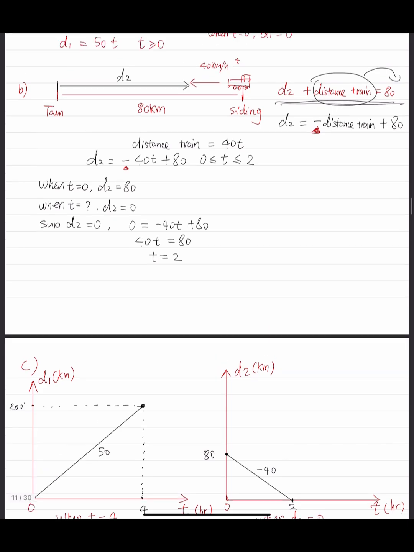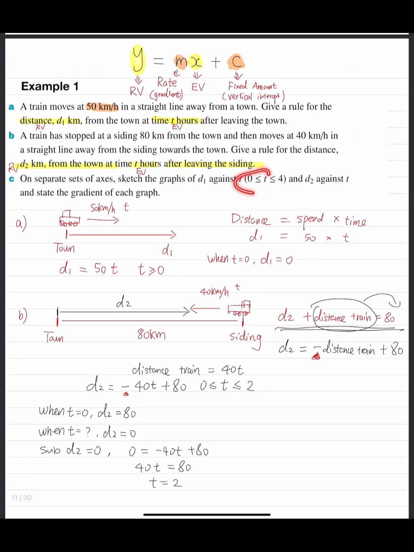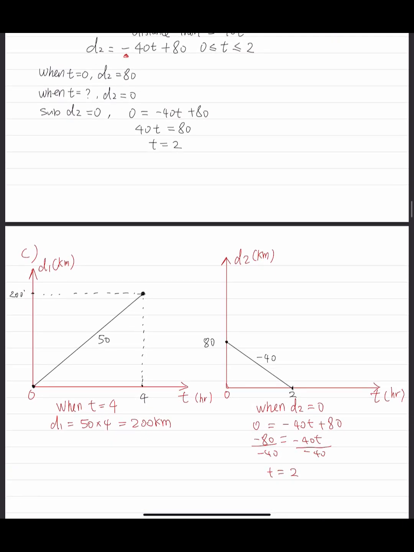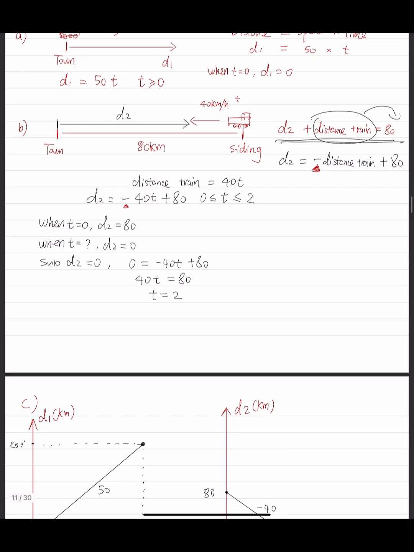Because the question says for the d1 graph the maximum t you can choose is 4 hours, we have to substitute t equals 4 hours, and d1 reaches 200 kilometers. That's why we have our line segment here, with both endpoints. As for the second graph, we have already set up the values of t we are able to choose.